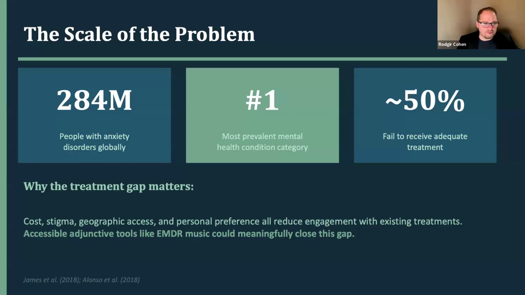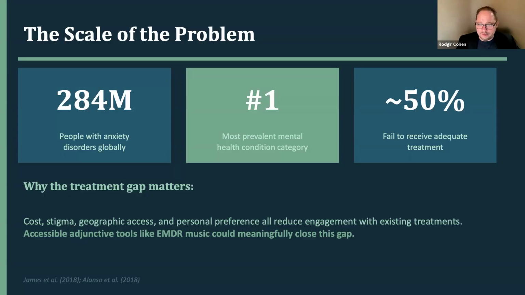So, what's the global burden? What is the scope of the status? Before we go deeper, we want to anchor ourselves in the scale of what we're dealing with. 284 million people worldwide live with an anxiety disorder. That's a huge number. It's more than the entire population of the United States, and more than the entire population of the United Kingdom combined.